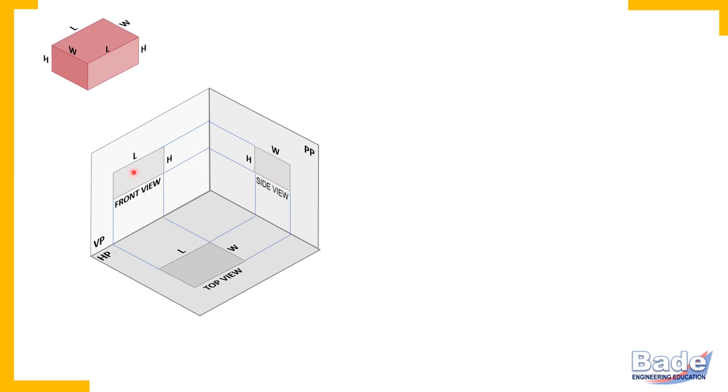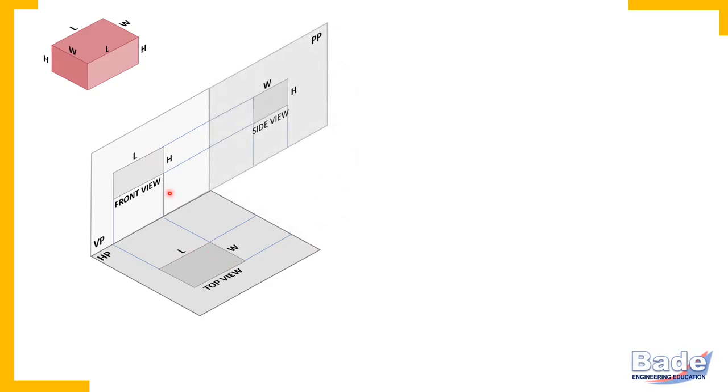If you want to know all three dimensions, or to understand the size and shape of the object, a minimum of two views is required. These two views can be front view and top view, or front view and side view. And many times all three views are considered.